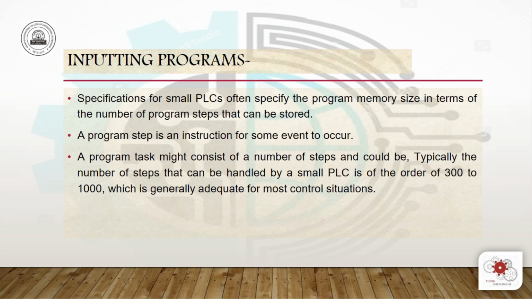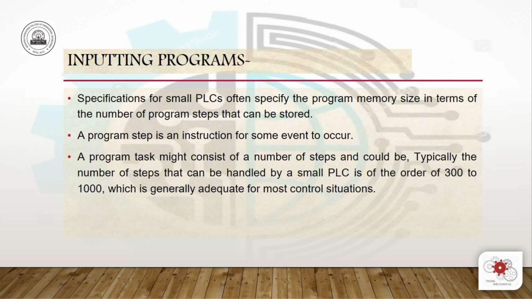What is meant by this? It simply means whenever you run a certain program, the next step, whenever you ask the program to run that particular step, it will eventually give a command to the next device to perform its operation. So a program step is nothing but an instruction for some event to occur or to run a particular machine. A program task might consist of a number of steps.